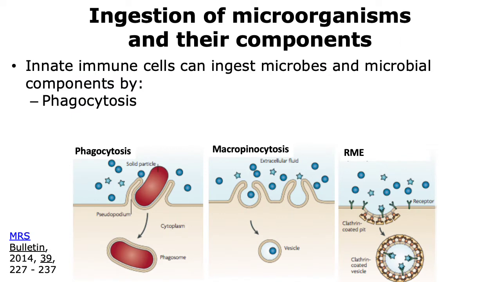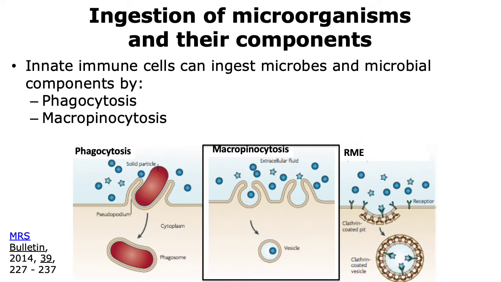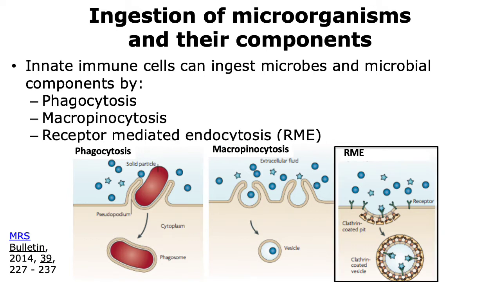Let us now go through the different mechanisms by which the innate immune cells are able to ingest microorganisms and their components. So the first mechanism we're going to look at is phagocytosis. In phagocytosis, it involves the uptake of solid particulate particles. The next one is macropinocytosis, and this involves the ingestion of fluid. So whatever is being taken into the cell is not particulate in nature, but usually soluble in nature.